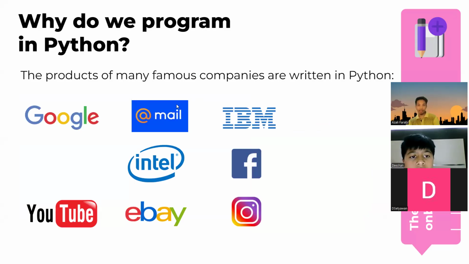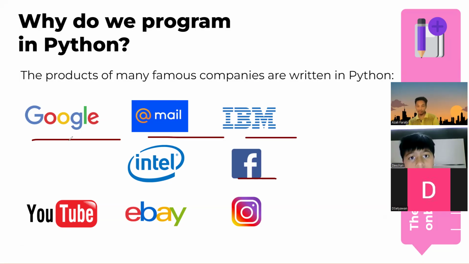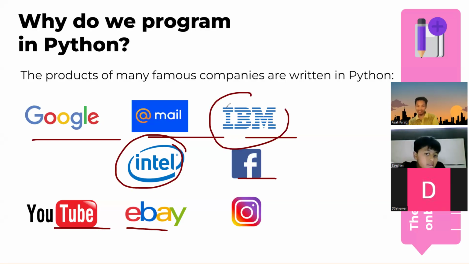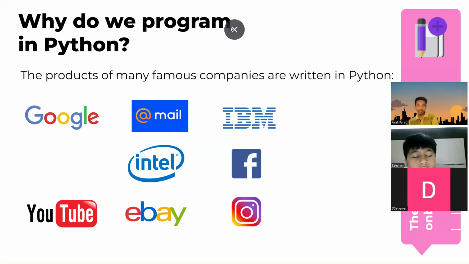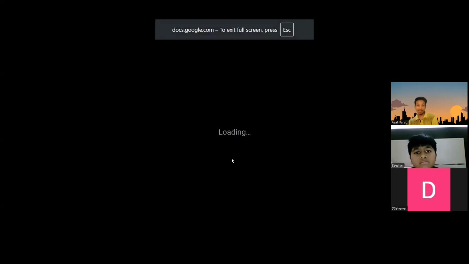Now, these are companies that use Python when they want to create or develop their own products, like Google, IBM, Facebook, Intel, YouTube, eBay, and Instagram. I believe you know some of them, right? Which ones can you tell me? Google, eBay, YouTube, Facebook, Instagram. Okay. This is a big company for data, I can say like that for now.